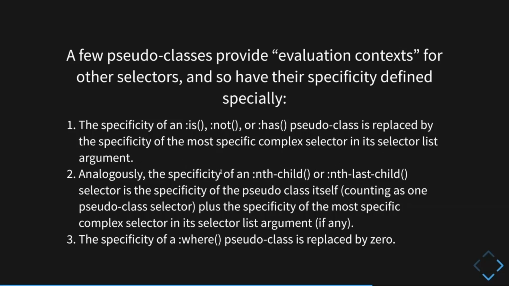Analogously, the specificity of an :nth-child selector is the specificity of the pseudo-class itself, counting as one pseudo-class selector, plus the specificity of the most specific complex selector in the selector list argument, if any. The specificity of the :where pseudo-class is replaced by 0.